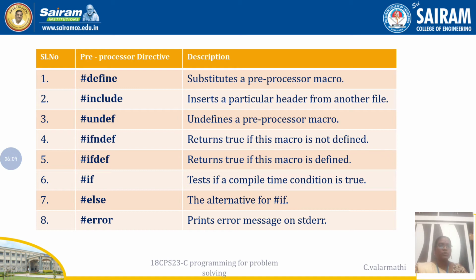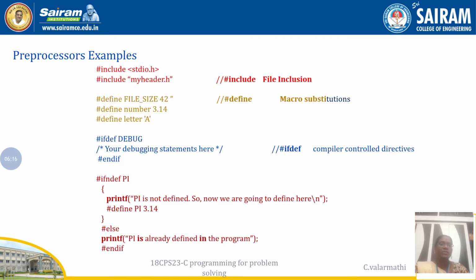These are the famous preprocessor directives available in C. So let us see them one by one with some examples. Preprocessor example: the first statement is #include <stdio.h>, which we have already studied and is a known concept. Then #include "myHeader.h". What is the difference between myHeader and stdio.h? stdio.h is a built-in header file that is already pre-compiled, pre-built and stored in your C directory.